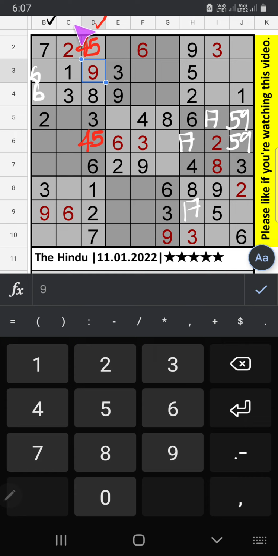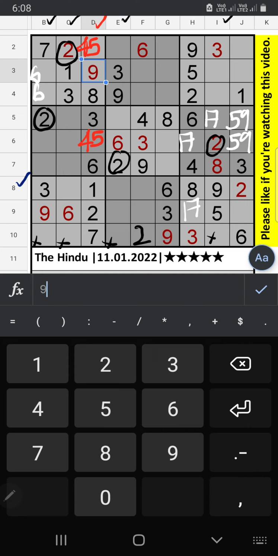Column B, column C, we have 2. So 2 can't come in these cells. Column E also we have 2. So 2 can't come in this cell. Column I also we have 2, so 2 can't come in this cell, then 2 is confirmed here.